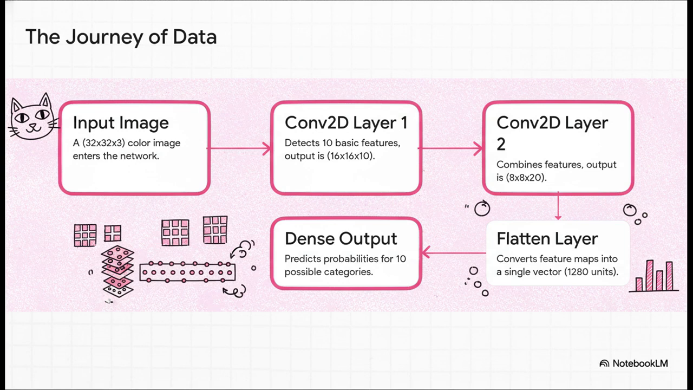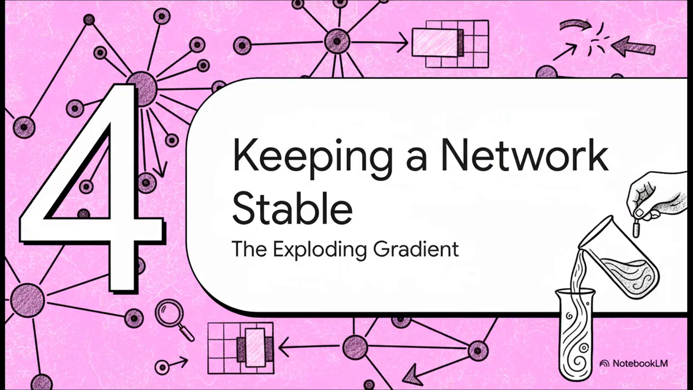So here's what that data's journey actually looks like. We start with our 32 by 32 color image. The first convolutional layer scans it, finds, say, 10 basic features, and shrinks the image's height and width. The next layer then takes those feature maps, combines them to find even more complex patterns, and shrinks it again. See what's happening? The image gets spatially smaller, but it gets deeper with more and more feature information. Finally, after all that, we flatten this rich data and pass it to a standard layer that makes the final call. Okay, so as these networks get deeper and more powerful, a whole new problem pops up.